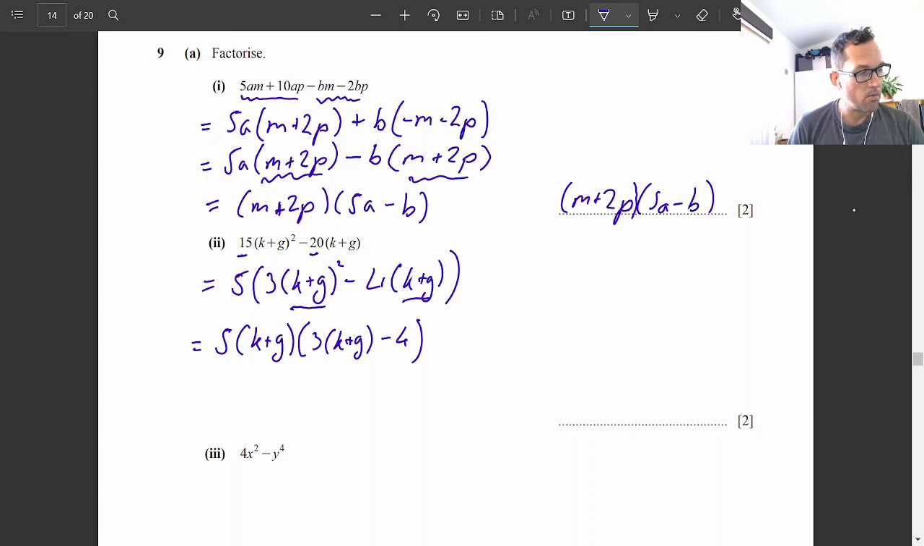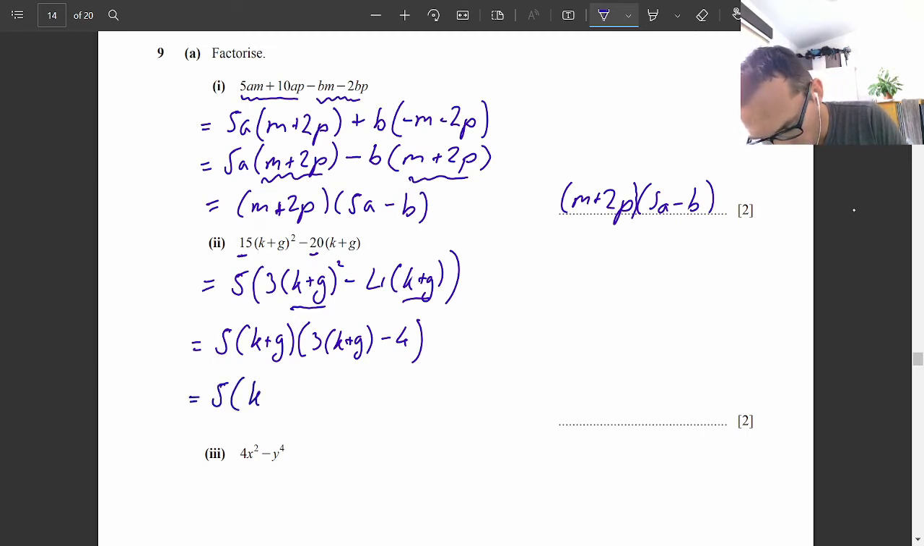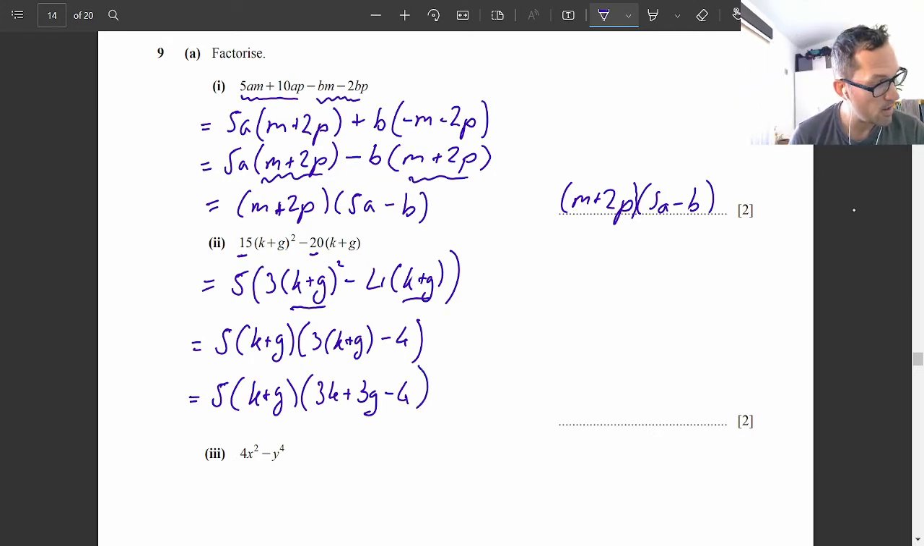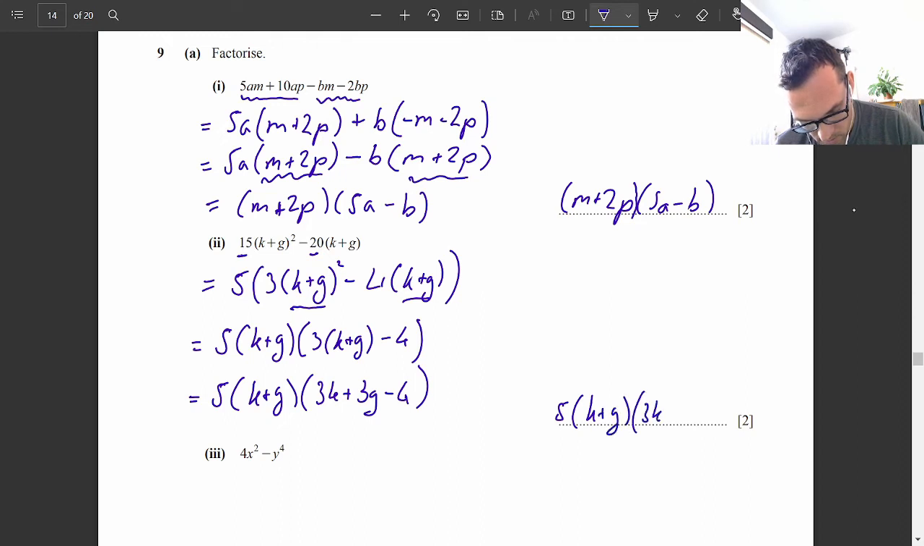Right, we're almost there. Just for thoroughness, let's expand that one bracket. So that gives us k plus g, 3k plus 3g minus 4. Okay, and that's what they want. Final answer. So the straightforward brackets to expand, do that. The rest needs to be factorized. Okay, 5 k plus g, 3k plus 3g minus 4.